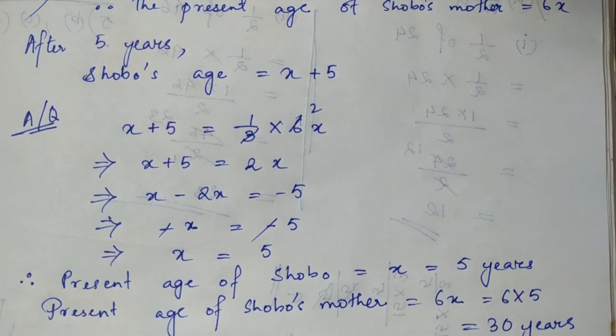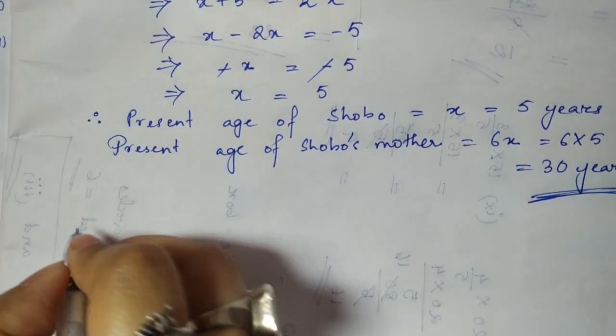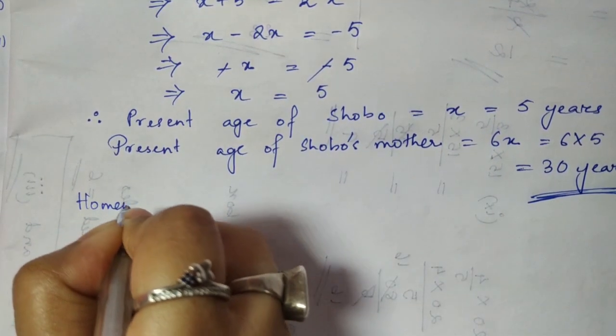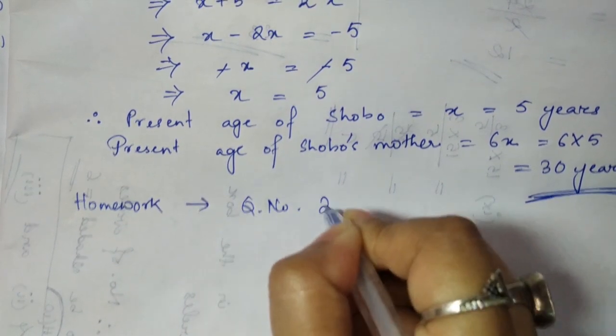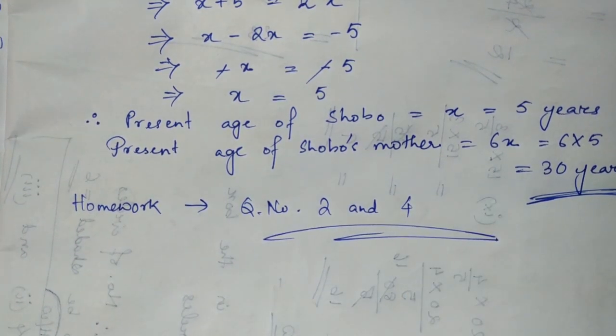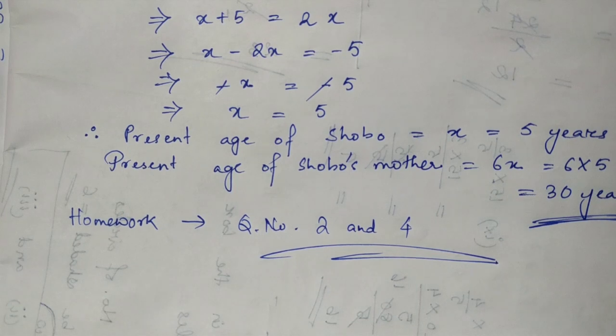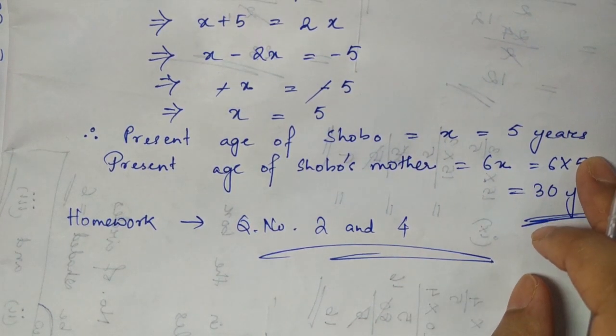Now for today, I'll remind you once again of the homework. Your homework for today's class will be question number 2 and 4. Please try. Question number 2 is similar to question number 1 and 4 is similar to question number 3. I hope you have understood what I have explained today.